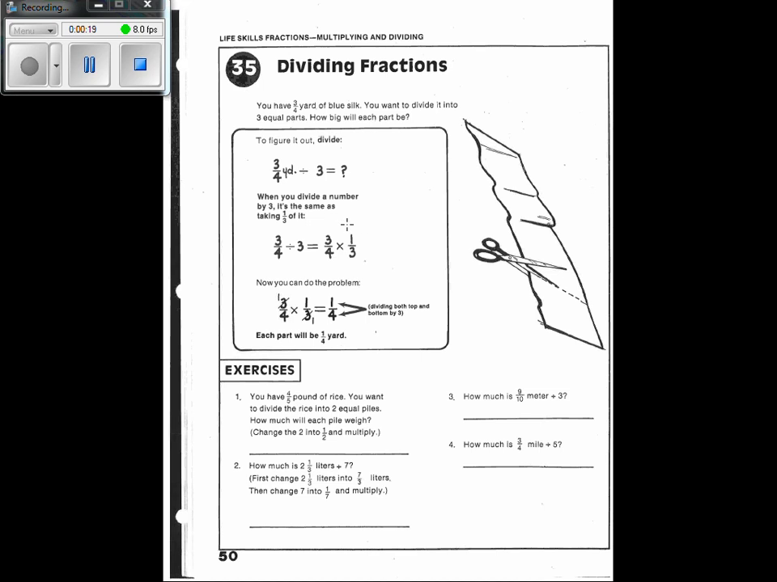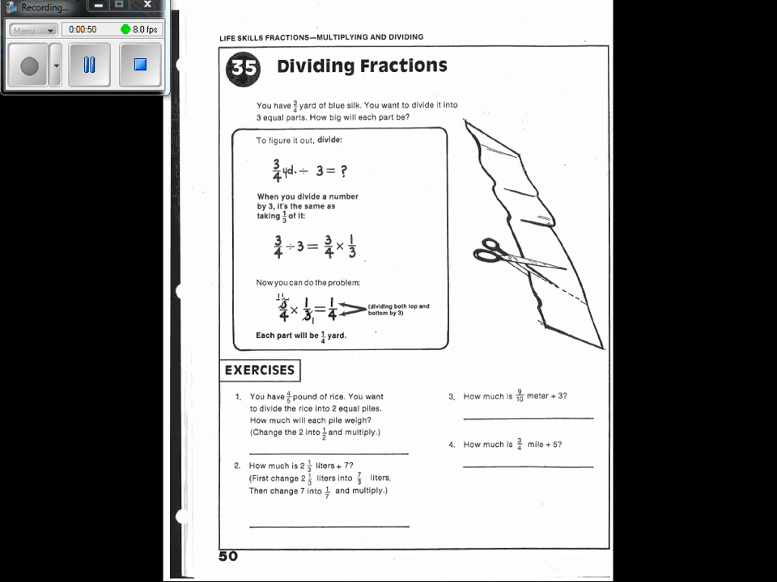But when you divide a number by 3, it's the same as taking the third of it. So, how do we do that? 3/4 divided by 3. We keep the first number, we switch the sign to multiplication, and we flip the fraction. Now, in the case of a whole number, there's an imaginary 1 under any whole number. So when we flip it, the 1 that's under the 3 goes to the top, and the 3 goes on the bottom of the fraction.